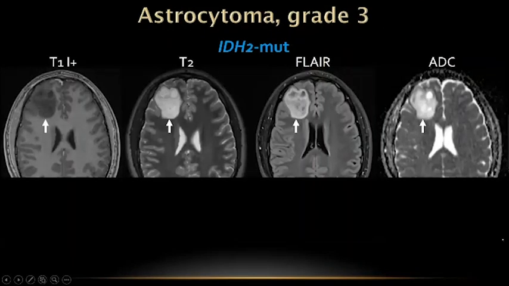This is another IDH mutated tumor, higher grade now. This is also astrocytoma, no 1p19q. Notice this interesting feature that T2 is a fluid-sensitive sequence, and FLAIR is also a fluid-sensitive sequence, but with suppression of normal serous fluid or cerebrospinal fluid.